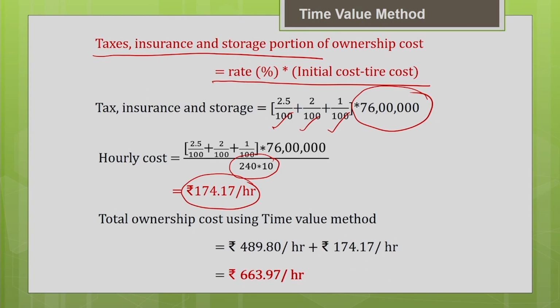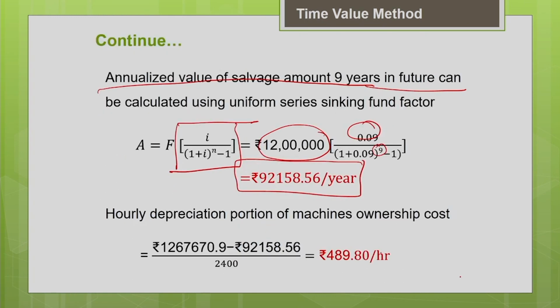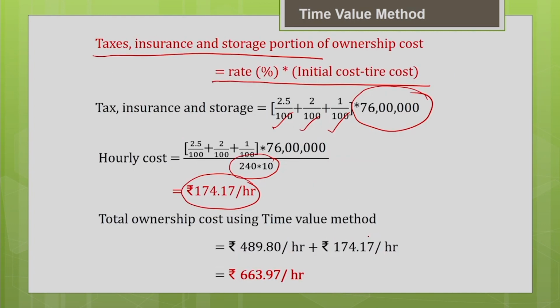Now you are going to calculate the total ownership cost. Earlier whatever you have calculated as the depreciation, and now you have calculated the other parts, taxes, insurance and storage, add both. This is your depreciation part, this is your taxes, insurance and storage part. Add everything, you will get the total ownership cost using the time value method. So you have calculated the hourly cost. This is how you estimate the total ownership cost using the time value method. Earlier in the lecture I calculated using the average annual investment method, which was approximate without considering the timing of cash flows. So this is the more accurate method. You can compare the cost using both the methods.